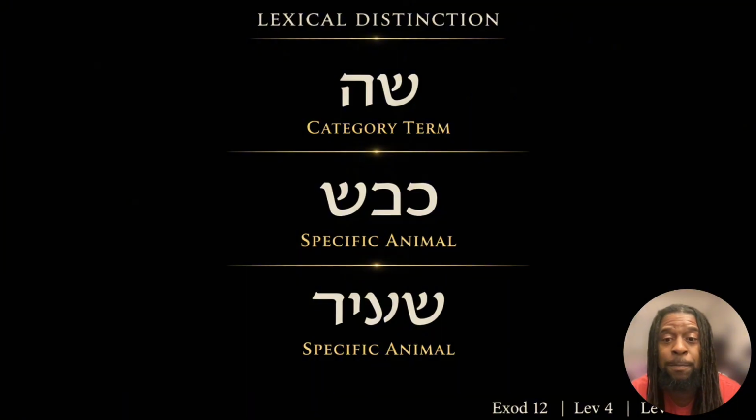Lexical distinctions. These distinctions, like se, as we just went over, is a category term. However, terms like keves, terms like seir, are specific animals. Keves being a lamb, seir being a goat, okay? They do not determine male or female, just a specific animal, all right?